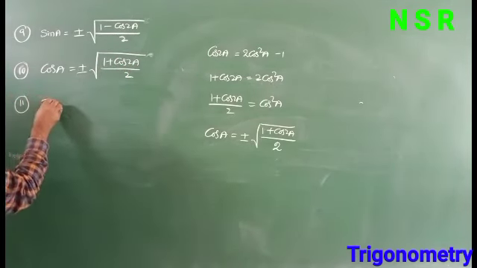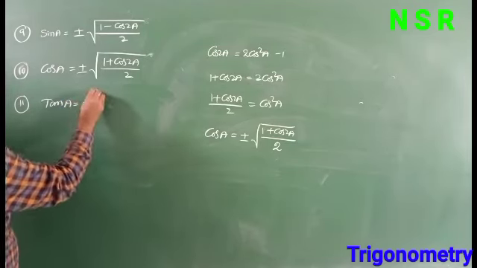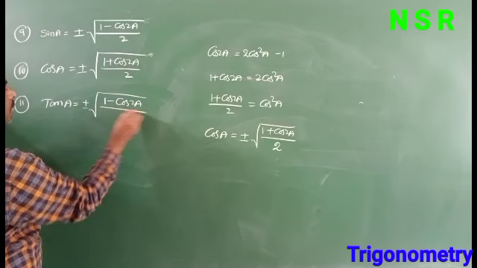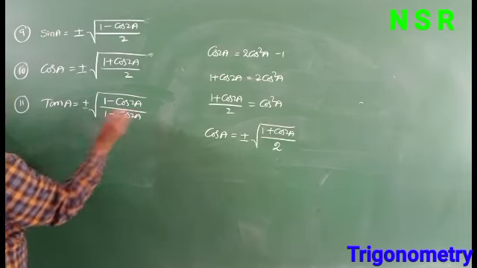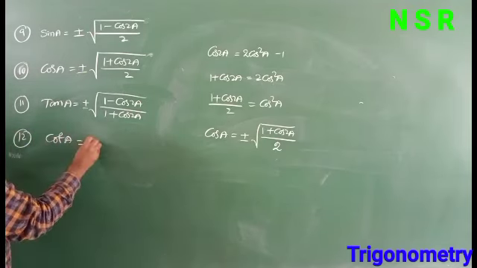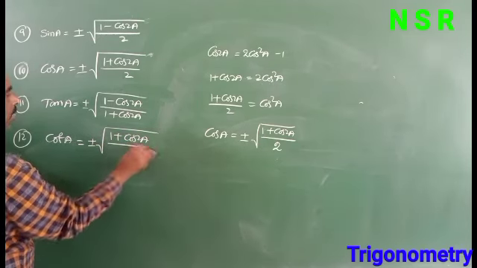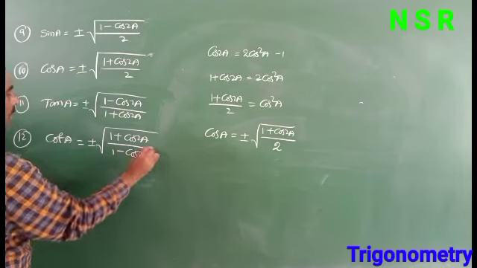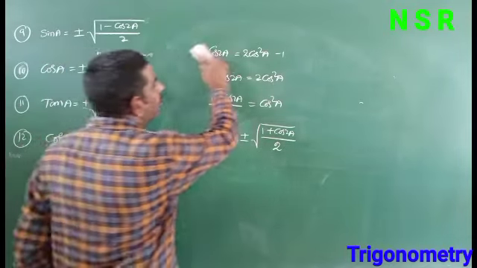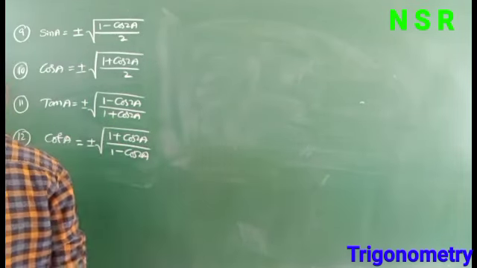So using this we can write tan a and cot a. Tan means sin by cos. So plus or minus square root of, the denominator 2 cancels, we get 1 minus cos 2a by 1 plus cos 2a. Similarly cot a. Cot means cos by sin, so it is the reverse of tan, right? Plus or minus square root of 1 plus cos 2a by 1 minus cos 2a. So these four formulas are also very important. These formulas we mostly use in problems.